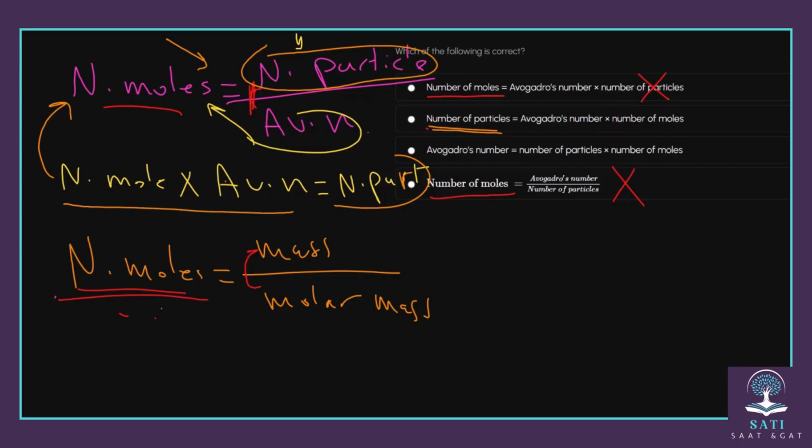Here, number of particles equals Avogadro's number times number of moles. So this is right. Here, if I want to find Avogadro's number from the same equation, I just swap these. So Avogadro's number equals number of particles over number of moles. So Avogadro's number needs division, not multiplication. Always the numerator needs multiplication, but if you have a denominator, it's going to be division again. So this one is wrong. I choose B as the answer.